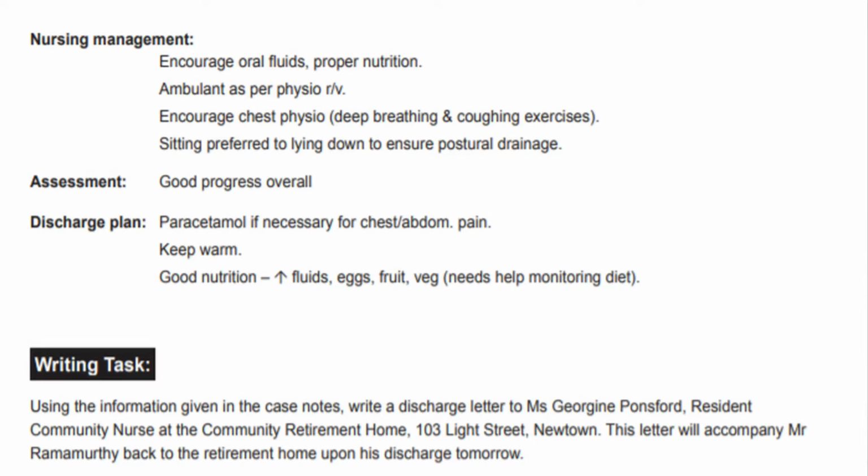So while attempting OET writing, the first thing you need to do is to read the last part of the case note where you have the task. The writing task contains information about whom you are writing and why you are writing the letter. You will get the recipient's name, the recipient's designation and address and also a reference to what type of letter you must write like referral, discharge, transfer and so on. You can also infer from the task whether the recipient knows the patient or whether you are introducing the patient to the recipient for the first time.